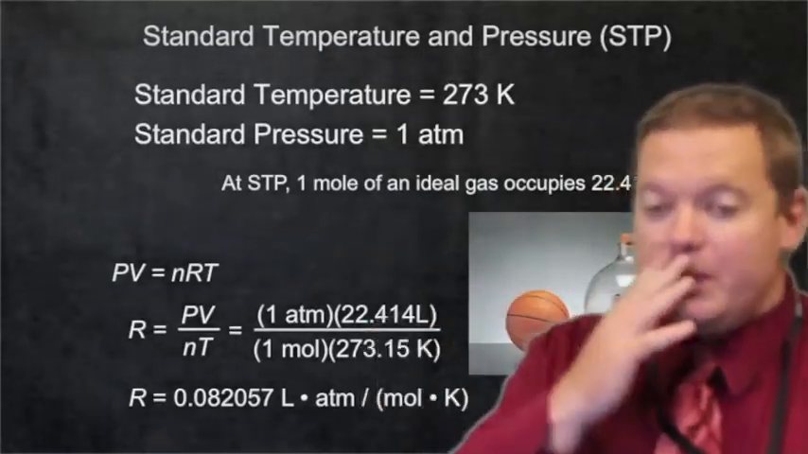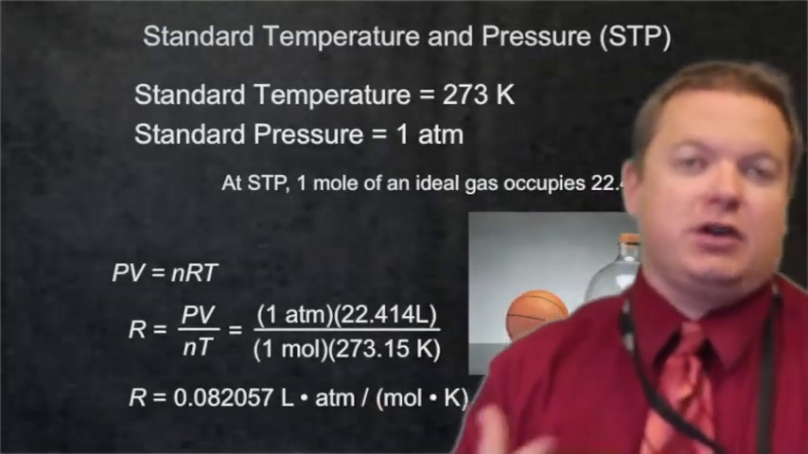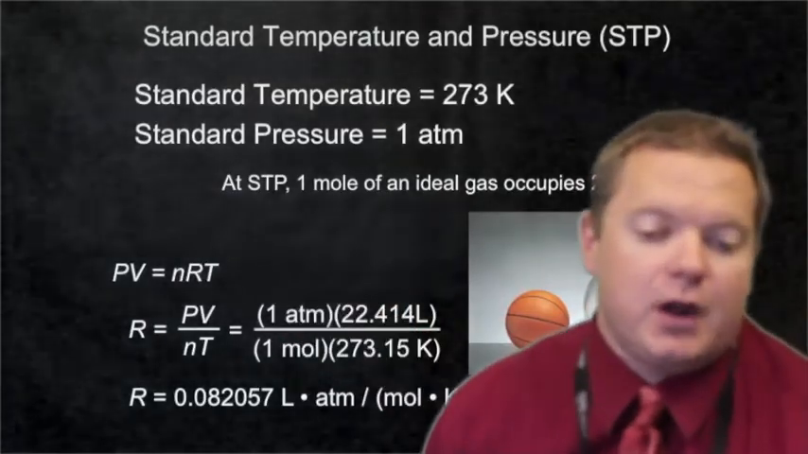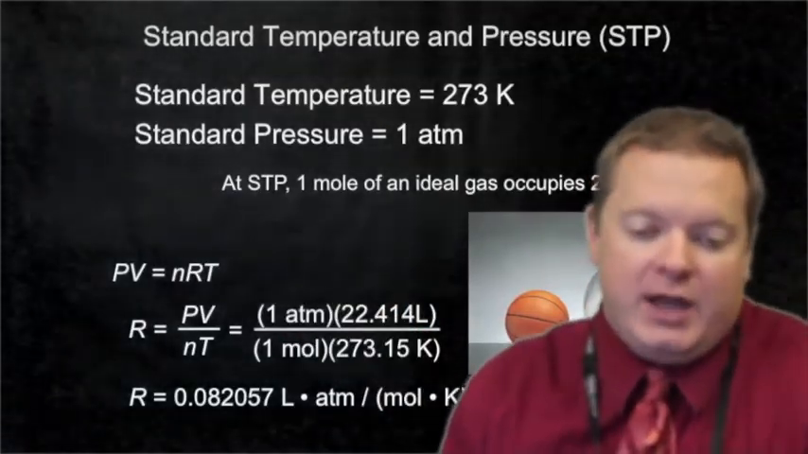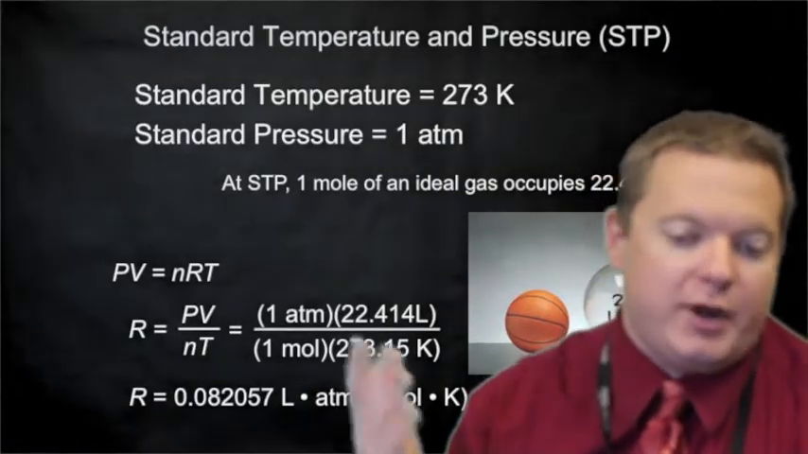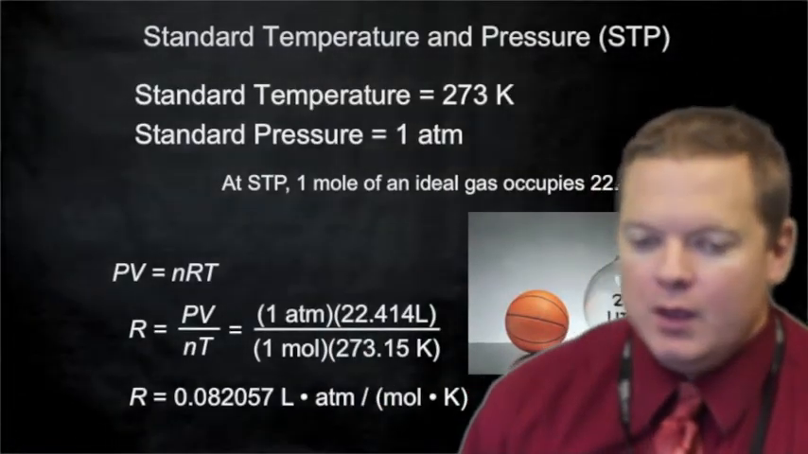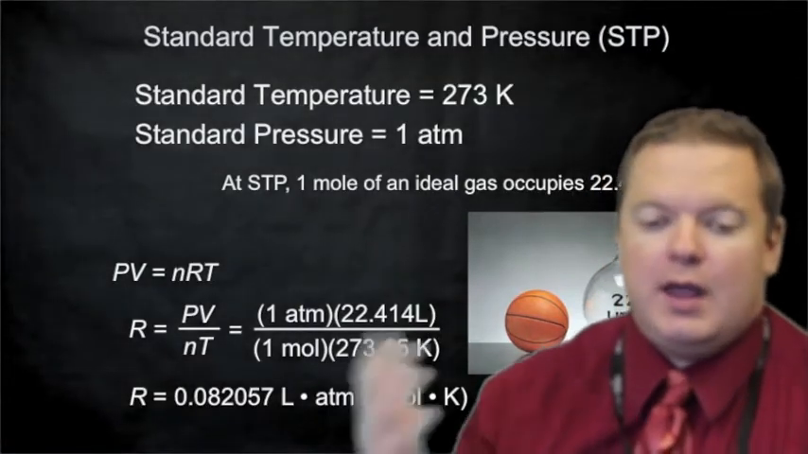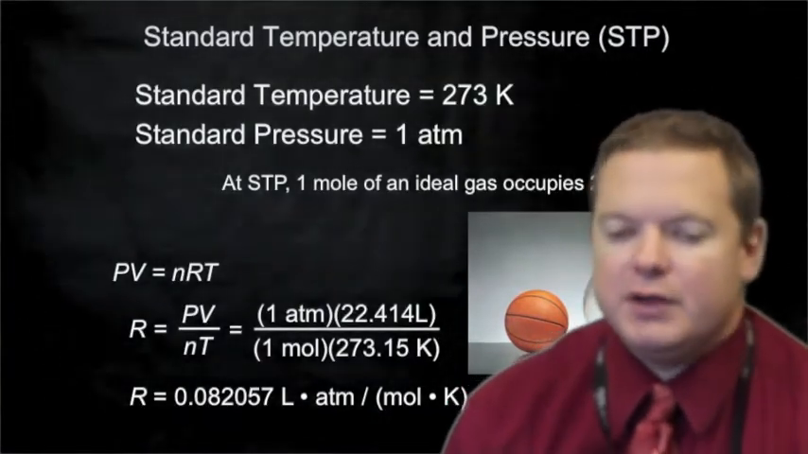So with all of these conditions, we can actually solve for this proportionality constant by rearranging PV equals nRT. We want to solve for that proportionality constant R, so we're going to take the pressure, 1 atmosphere, times the volume, 22.414 liters, divided by the number of moles, which we said was 1, and temperature in Kelvin, 273.